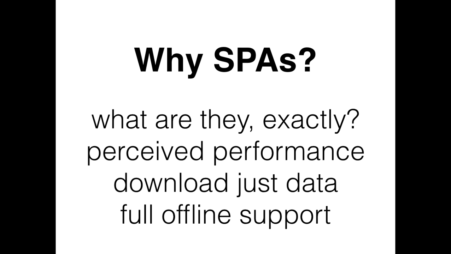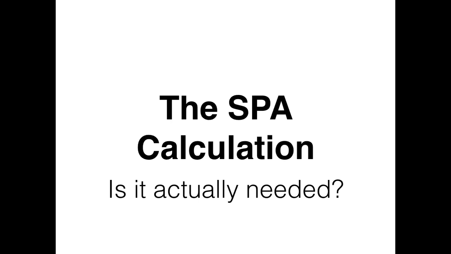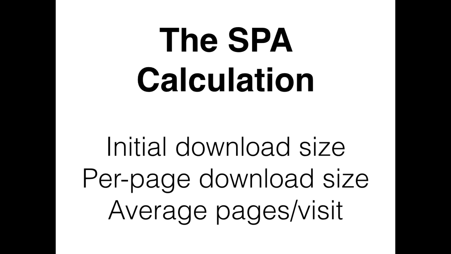Gmail's app does a bunch of loading up front, and then it's fast and it just downloads the little bits of data it needs later. So that's why single page web apps. But I propose that we use a calculation, just like the database. Do we need a single page web app? Is it worthwhile using one? And so there are three things that I think we should think about when we're looking at whether we should use a single page web app.